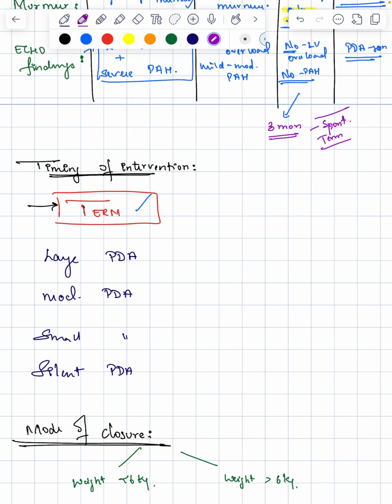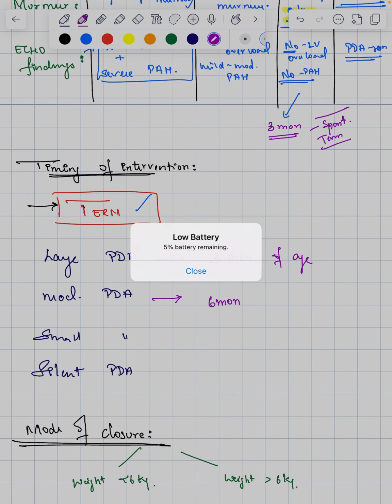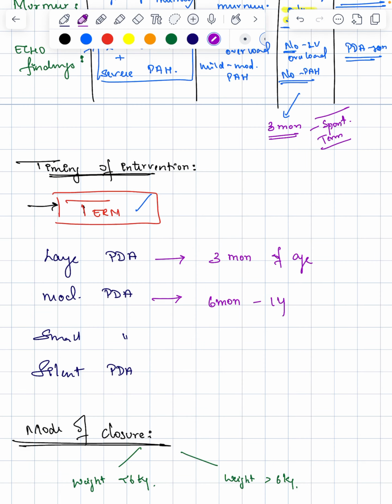At what time period do you have to intervene in a term child with a large PDA? For large PDA it is by 3 months of age. For moderate PDA it is between 6 months to 1 year of age. For a small PDA, it is between 12 to 18 months of age that you are going to intervene. For a child with a silent PDA, closure is not required.